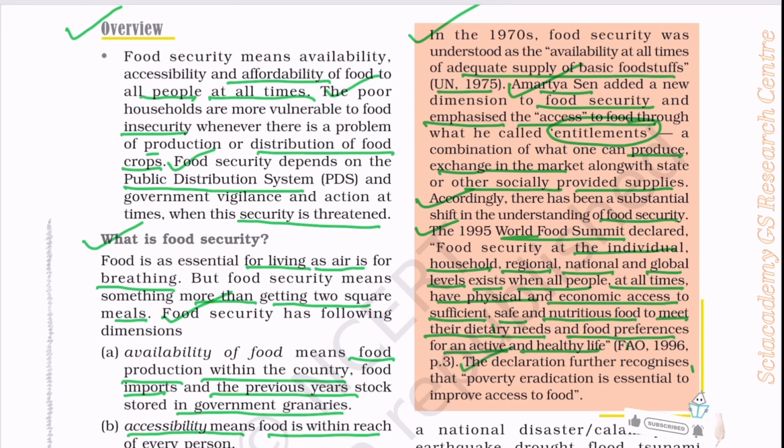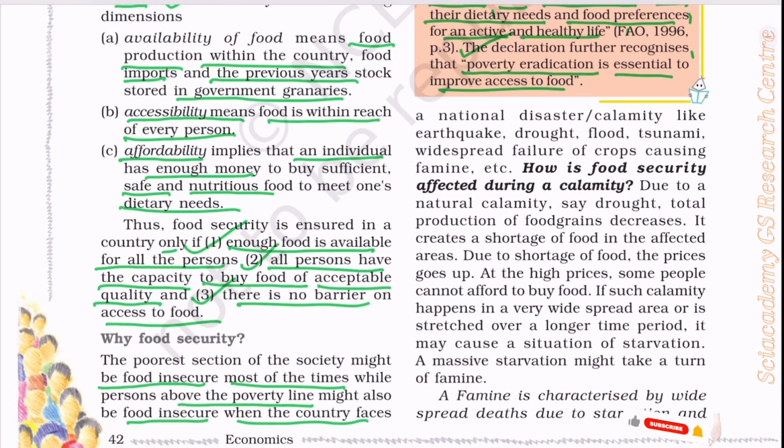1996. The declaration further recognizes that poverty eradication is essential to improve access to food. How is food security affected during a calamity?